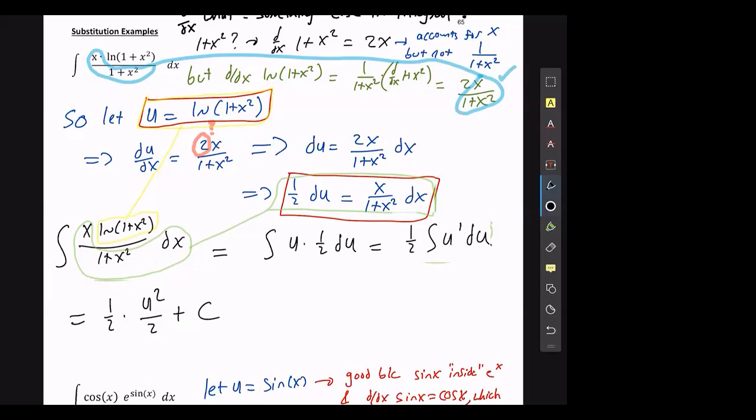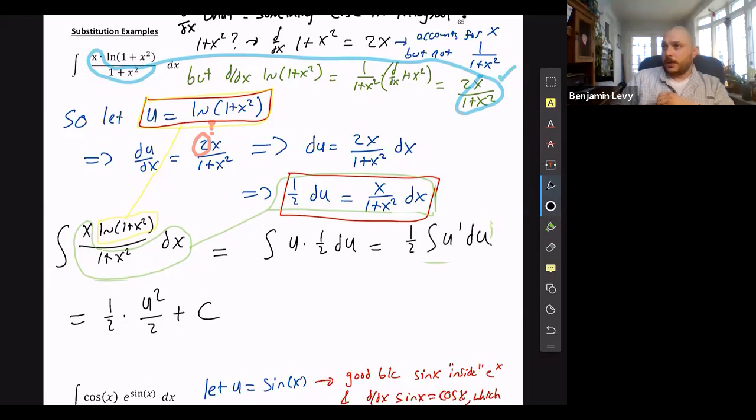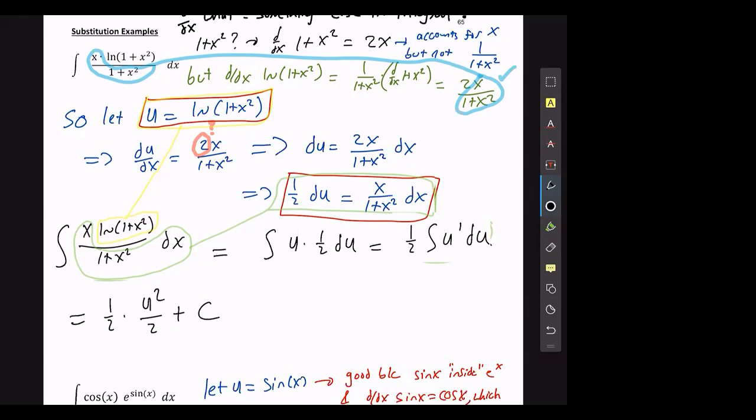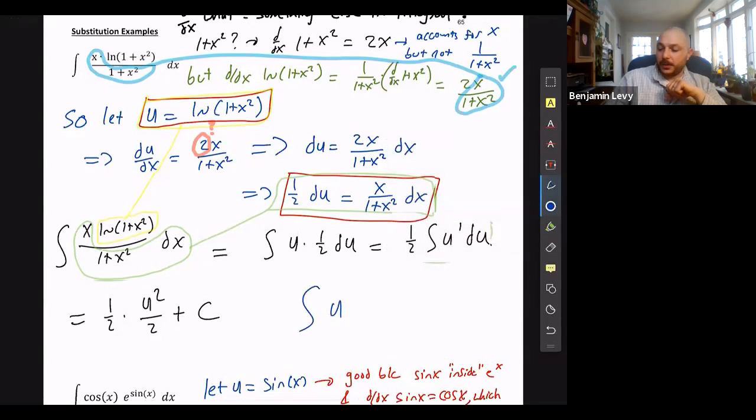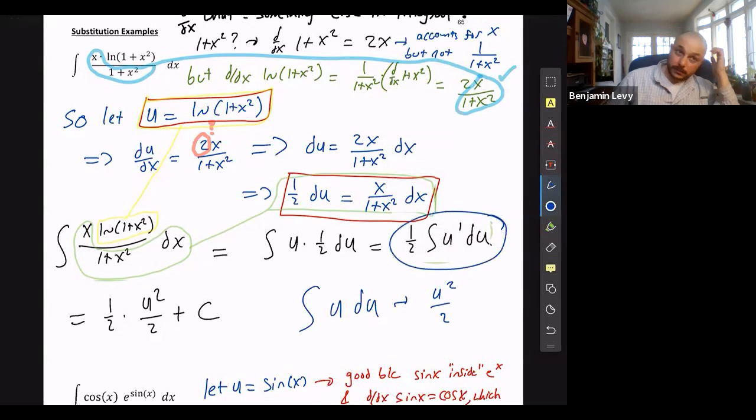Can I interpret that low grunt as a no, it doesn't make sense? I guess not. Right? This is the kind of thing I'm going to ask you to do on the quiz, right? If we integrate u du, it's just an anti-power rule. Add 1 to the power divided by the power. That's exactly what this said right here.